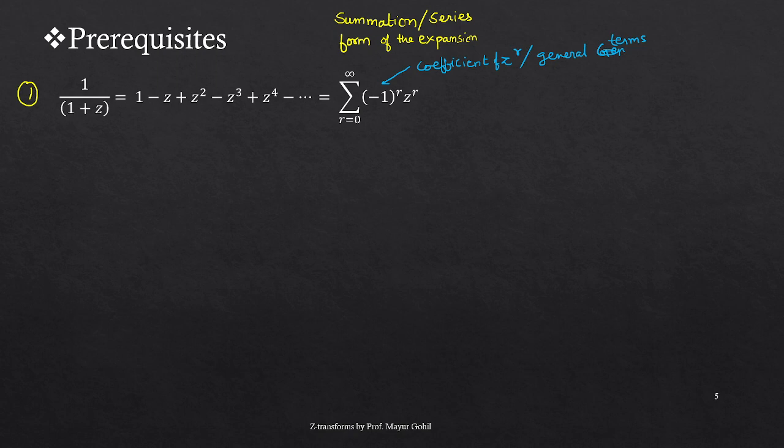Now when we do this process, there is one important condition that comes into the picture, which is mod of z should be less than 1. Okay, that is the important formula there, along with the condition. Now let us go for the next formula.